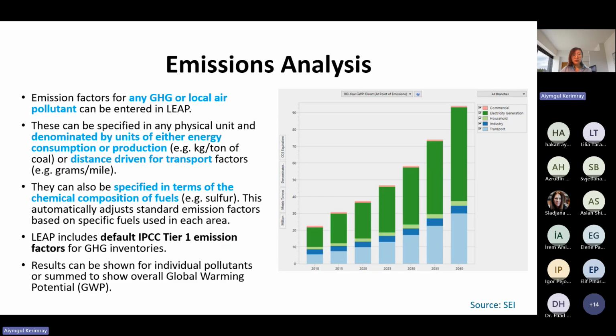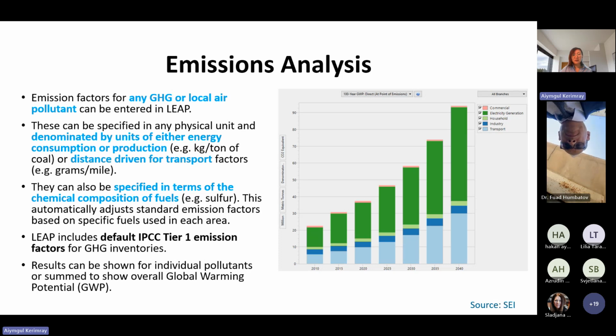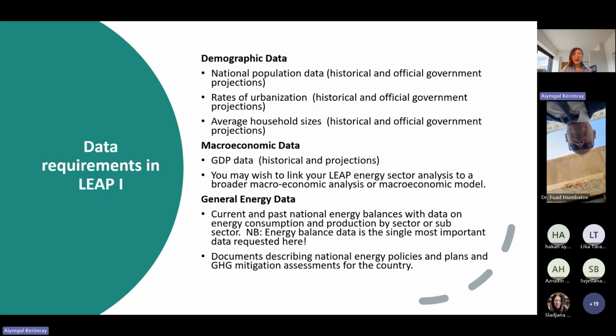There is also a very detailed representation of the emission factors in LEAP. It already contains default emission factors for all fuels, but the user can also provide their own national specific emission factors. In terms of data requirements, there is a lot of data required for development of LEAP. First of all, demographic data like population, urbanization, number of households, macroeconomic data, general energy data, and energy balance is mandatory to develop any energy system model. Energy balance is the single most important data requested here. Without energy balance, we cannot build any model. So this is a must.